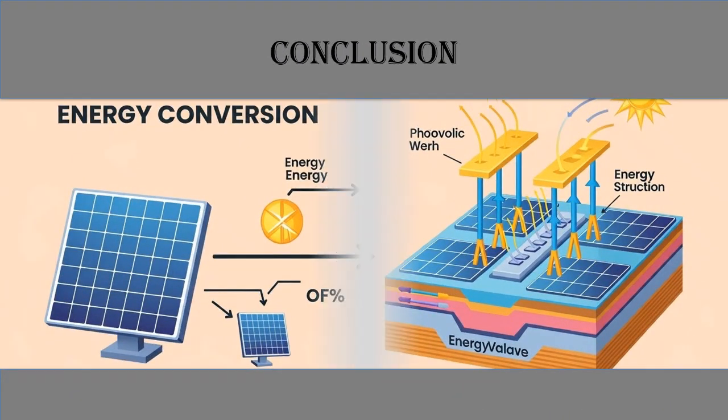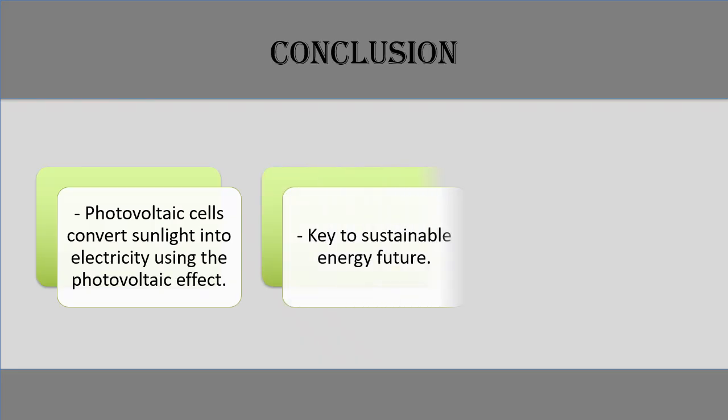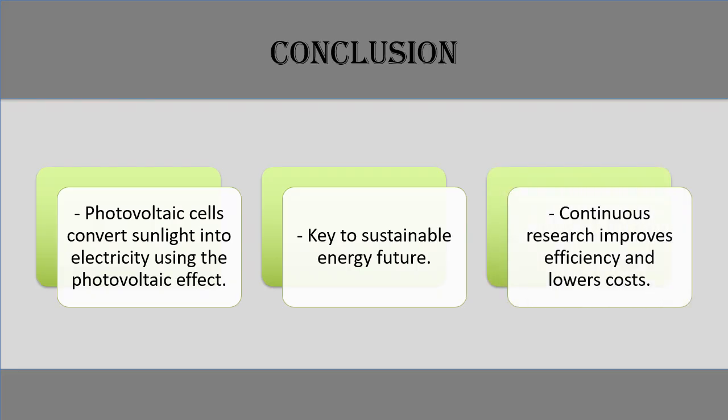Conclusion. In conclusion, photovoltaic cells play a crucial role in converting sunlight into usable electricity, paving the way toward a sustainable energy future. Ongoing research is steadily improving efficiency and reducing costs to make solar energy even more accessible.